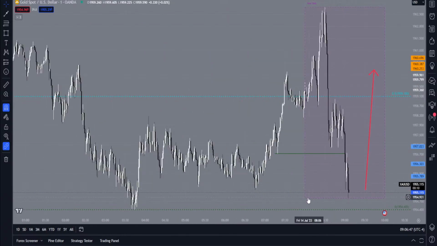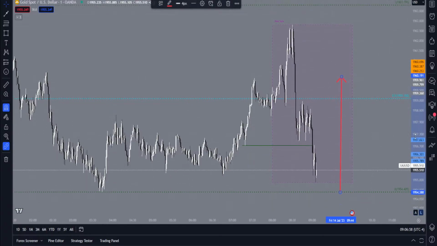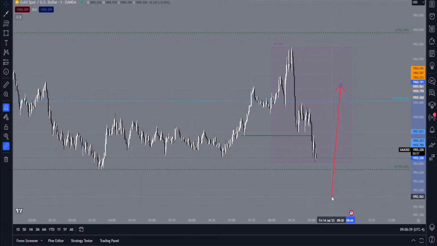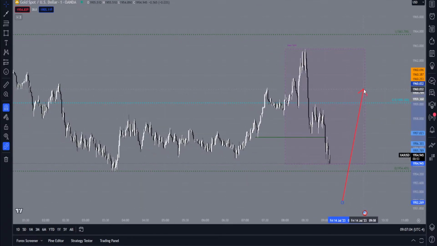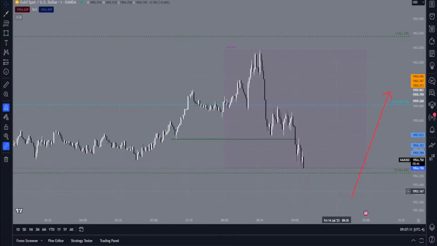But as long as it doesn't break and close below here by a lot, it could come down maybe a little bit, right? To test the lows and then reverse. But if it goes too far down, like let's say if it goes down here or something, we're not taking any more trades. Like that's it.